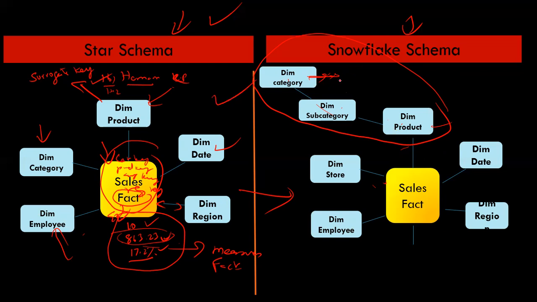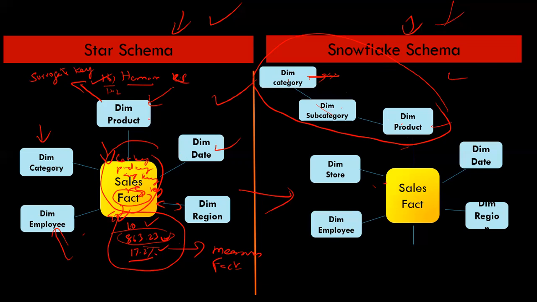Okay, now the question is, since the snowflake schema is not recommended, then why did they come up with the snowflake schema? The advantage of the snowflake schema is that it uses smaller disk space. You might be wondering, what do you mean by smaller disk space?